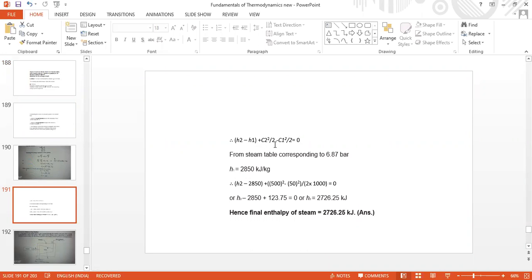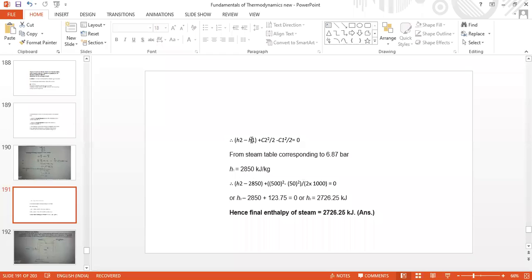At entry of nozzle, C1. At exit of nozzle, C2. So C2 is 500, so 500 square. C1 is 50, 50 square by 2. So in the equation, there is only by 2. But why did we divide by 1000? Why is this C2 square minus C1 square by 2 entirely divided by 1000?